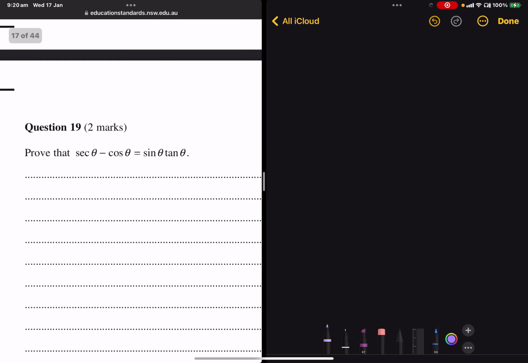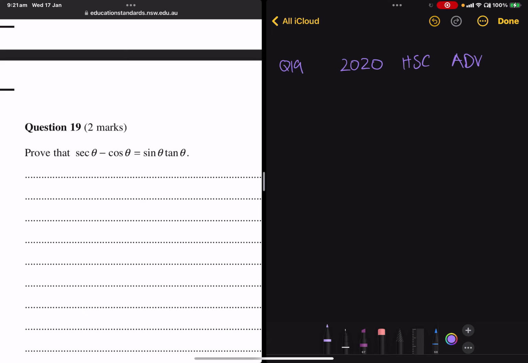Now we're going to have a look at question 19. Question 19, this comes from the 2020 HSC Advanced Maths paper. So this is a trigonometric proof question. We have to prove a particular trigonometric equation, a particular identity. You have to show that one of the sides is equal to the other side.